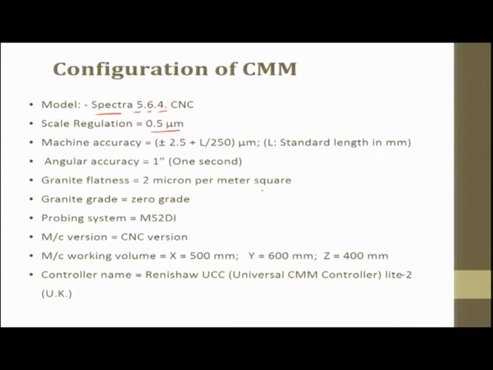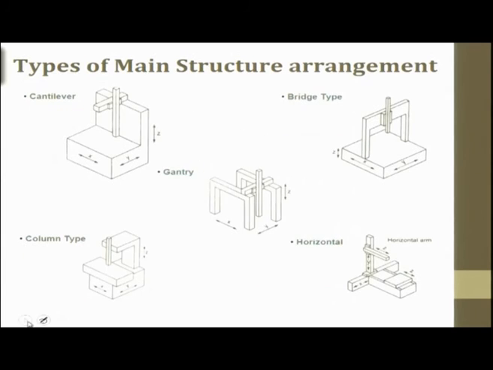So it is quite smooth to keep our measuring instruments over it. It is 0 grade, so thermal expansion is also 0. This is the name of the probing system here. Machine version is CNC version. Machine volume is, as I said, 564. In the X direction we can move 500 mm, in the Y direction we can move 600 mm, in the Z direction we can move 400 mm. The controller name is Renishaw UCC, Universal CMM Controller Lite 2, from UK.